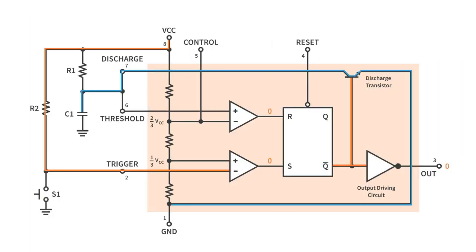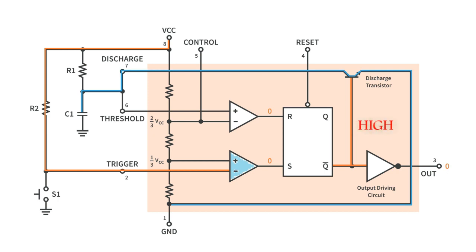When a negative 0V pulse is applied to the trigger input, pin 2, of the monostable configured 555 timer oscillator, the internal comparator No1 detects this input and sets the state of the flip-flop, changing the output from a low state to a higher state.